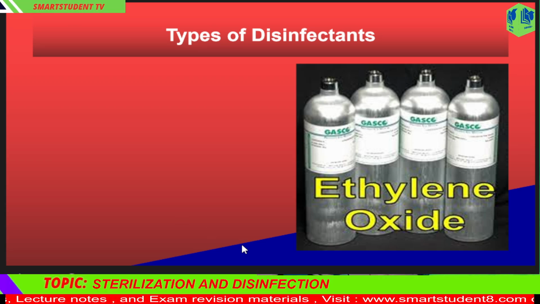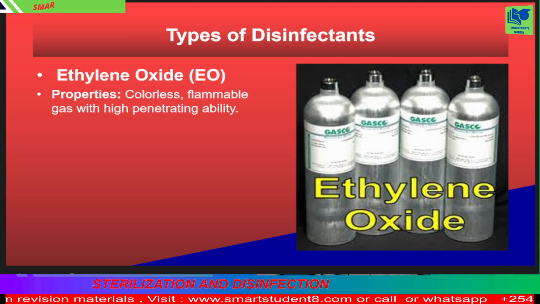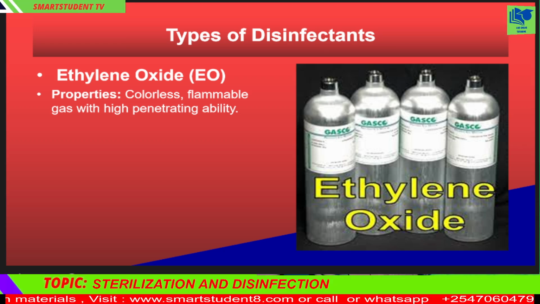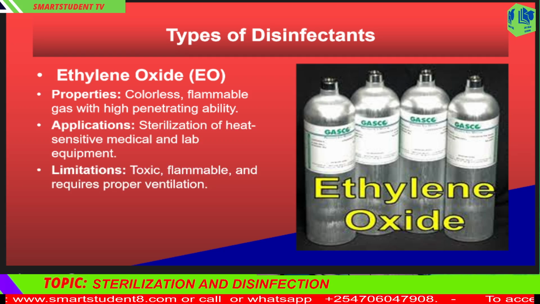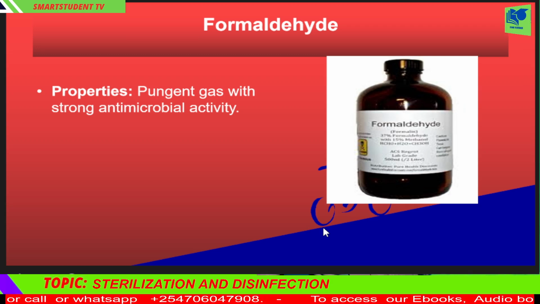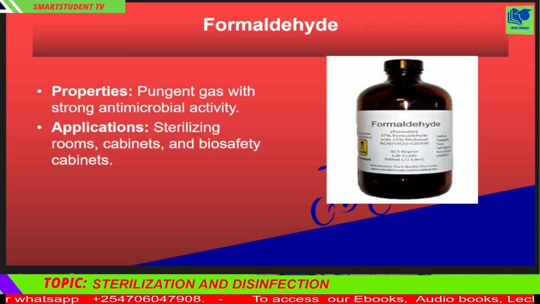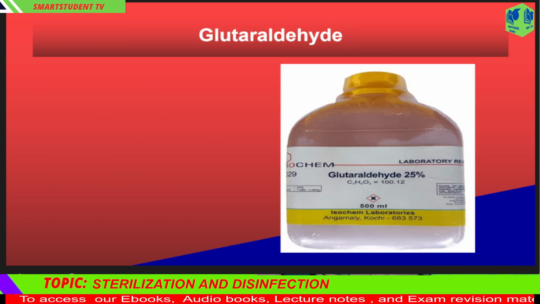1. Ethylene oxide, EO. It's a colorless gas with excellent penetration. Ethylene oxide is perfect for sterilizing heat-sensitive tools. However, this disinfectant is highly toxic and flammable. Not something you casually handle. 2. Formaldehyde. Formaldehyde is a strong-smelling gas with powerful antimicrobial activity. It is great for sterilizing large spaces. Formaldehyde is, however, very carcinogenic and irritating to skin and eyes. Handle with care.